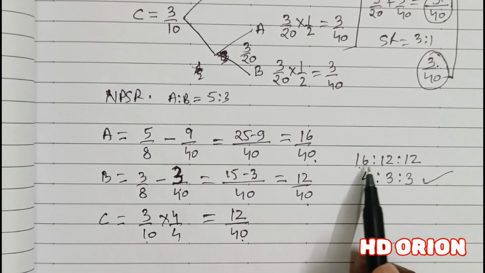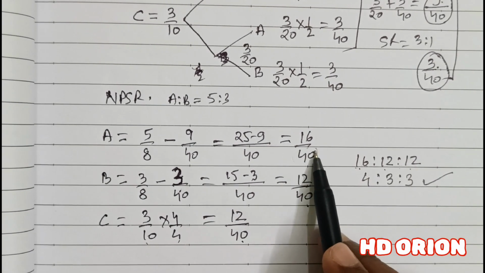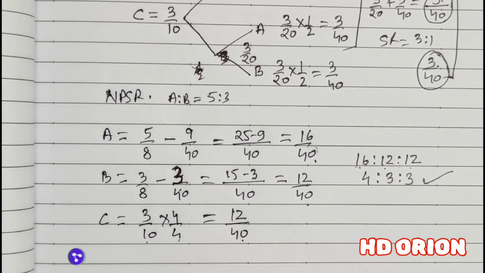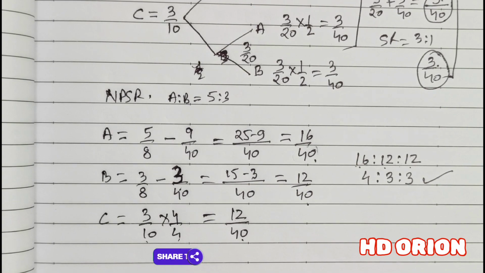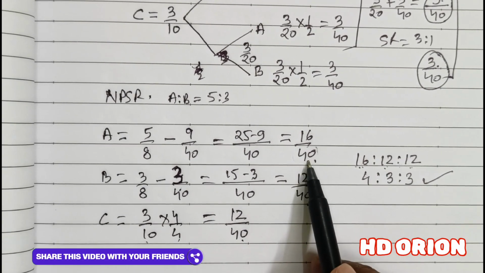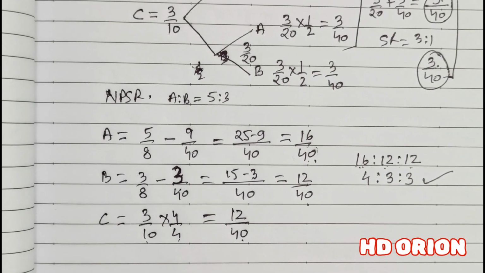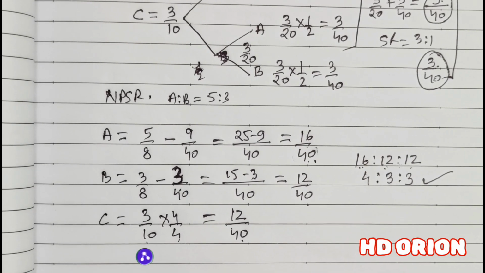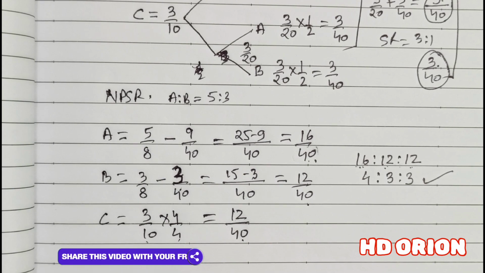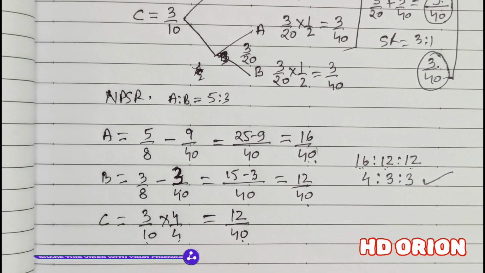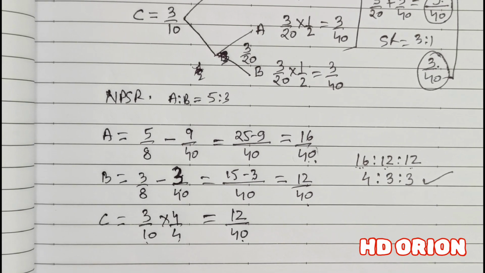If you add 16, 12 and 12, you will get the denominator. That is also one of the ways to check whether your calculations are right or wrong. If you do not get the total as the denominator, then somewhere you are definitely wrong. So this is how the question is to be solved, and I believe that you have watched the full video and have listened to the explanation properly.